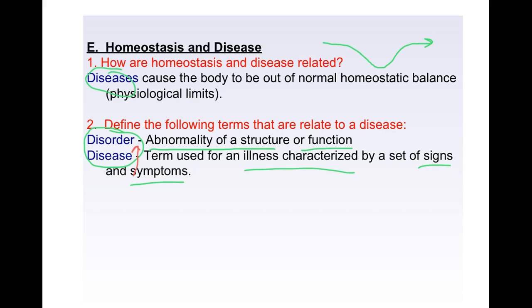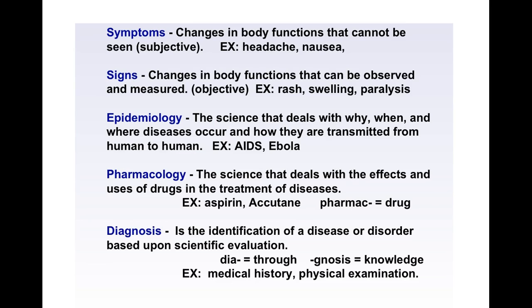For example, if you have cardiovascular disease, problems with your heart and your blood vessels, that can cause you to have an abnormal or irregular heartbeat. The irregular heartbeat would be a disorder which was caused by the disease of cardiovascular disease.